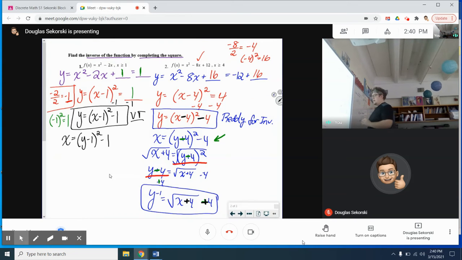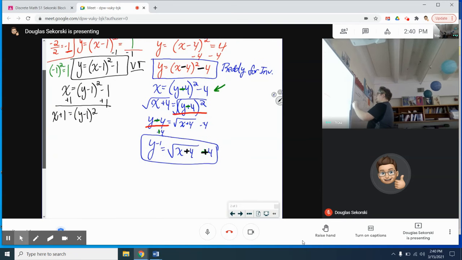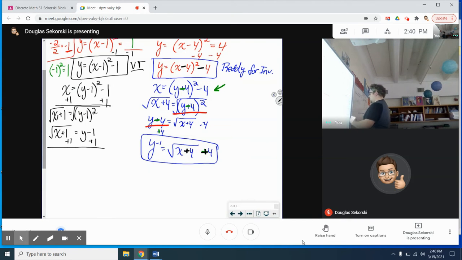Now that it's in vertex form, we can swap the variables and solve for y. Start by adding 1. You get x plus 1 equals y minus 1 quantity squared. Take the square root of both sides. So the square root of x plus 1 equals y minus 1. And then we'll add 1. So we get y inverse equals the square root of x plus 1, plus 1. And that's our final answer.